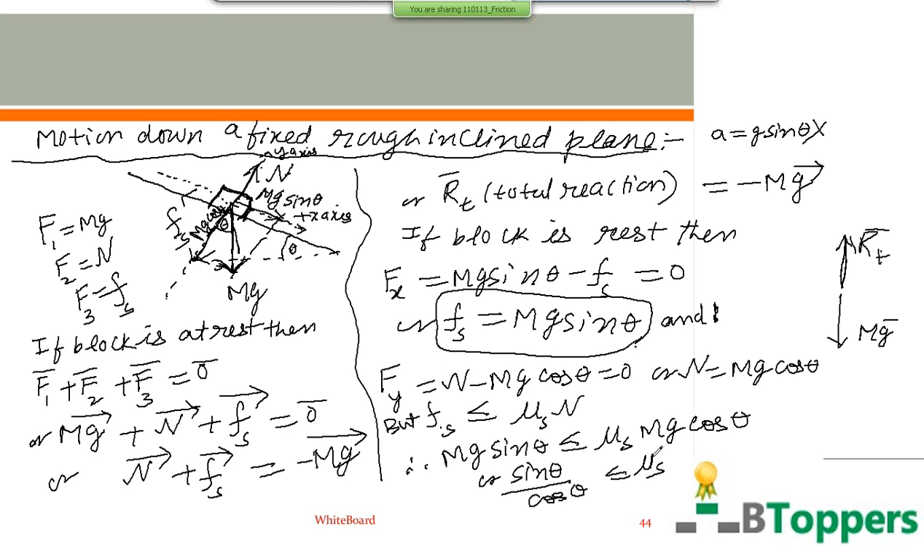So the conclusion is that the block will be at rest on the inclined plane under the action of the forces mg, normal reaction and static friction, if tan theta is less than or equal to us, or theta is less than or equal to tan inverse us.